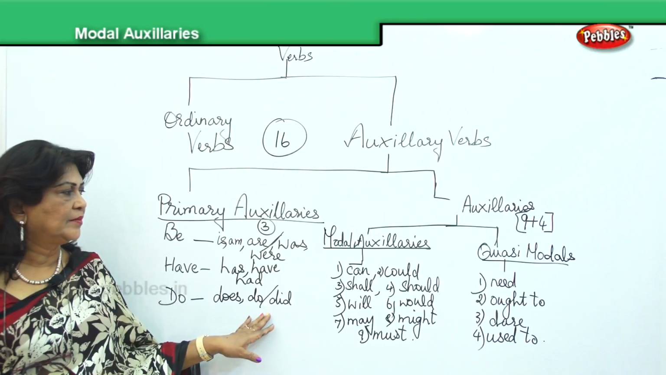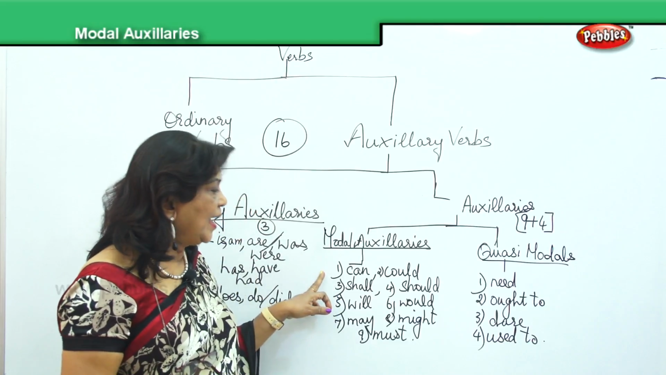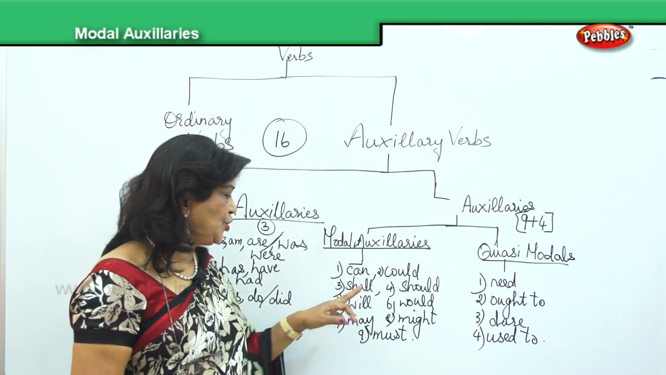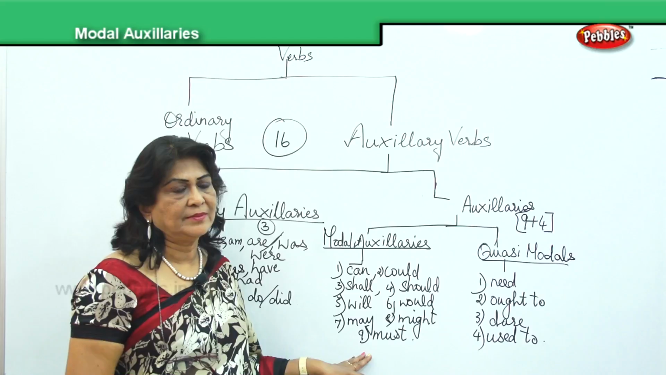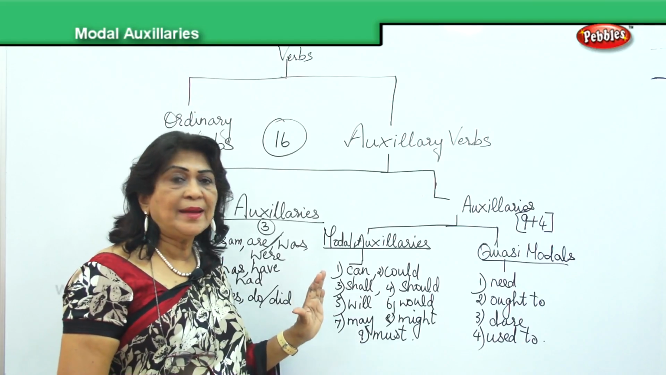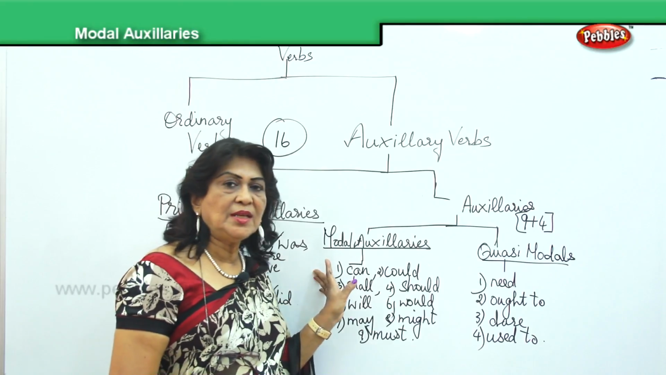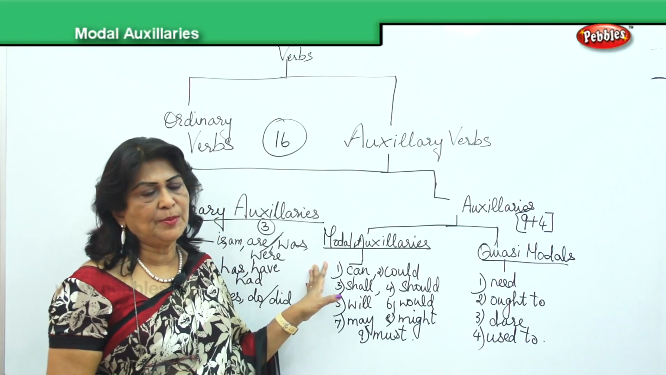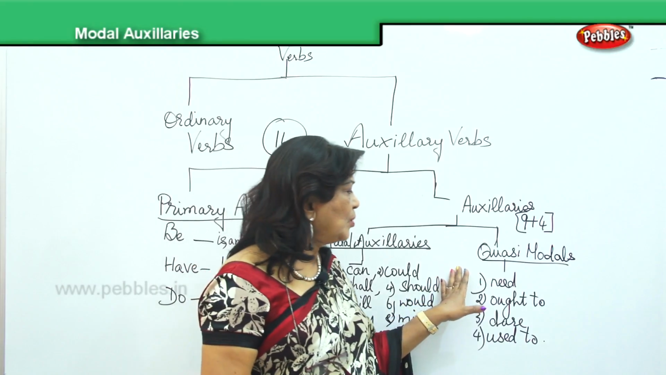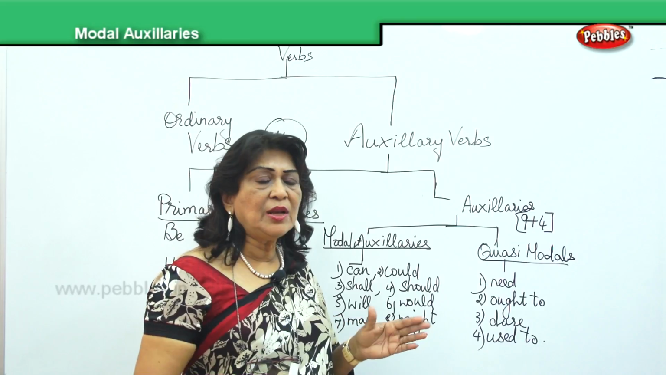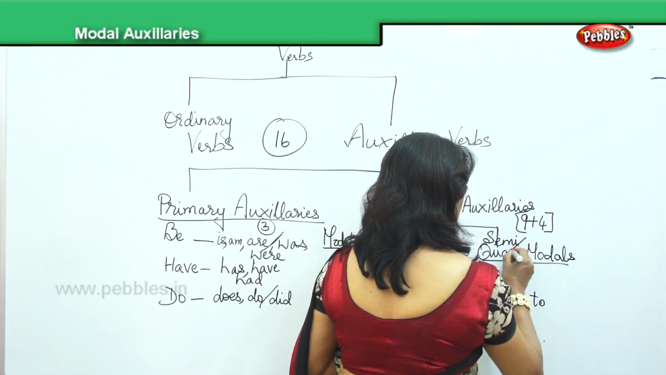Now, the modal auxiliaries are 9 in number. Can and could, shall and should, will and would, may and might, and must. Okay? We are going to do more elaborately on these modal auxiliaries now. Where we should use all these modal auxiliaries, I am going to explain the uses of each and how and when they are used. And these are quasi-modals, or semi-modals they call it. Why do they call it semi?